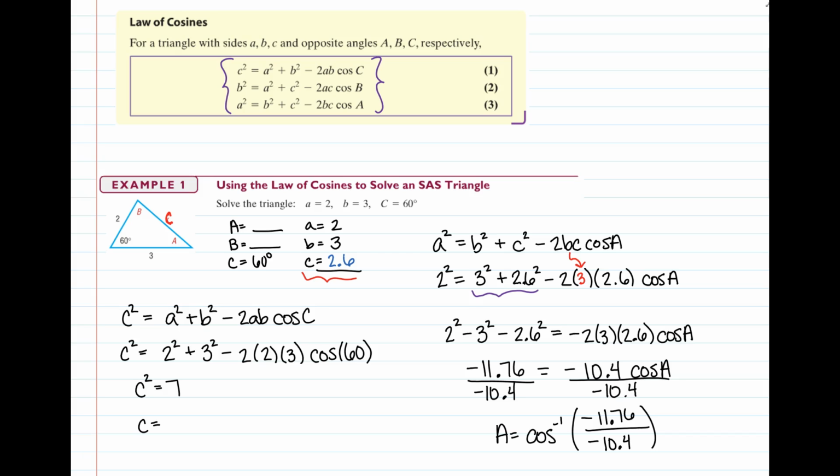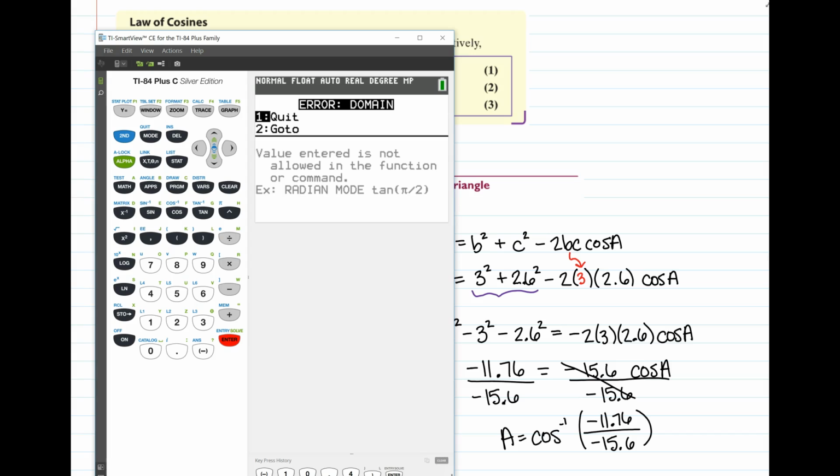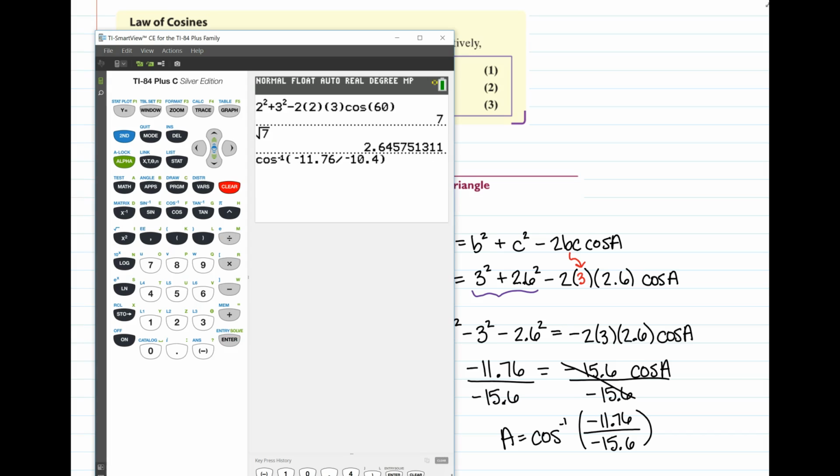You have to be very, very careful because that changes this number quite a bit. Negative 2 times 3 times 2.6 is negative 15.6. Okay, and then when I divide that on both sides, I get the inverse cosine of negative 11.76 divided by negative 15.6. So let's try that on our calculator.